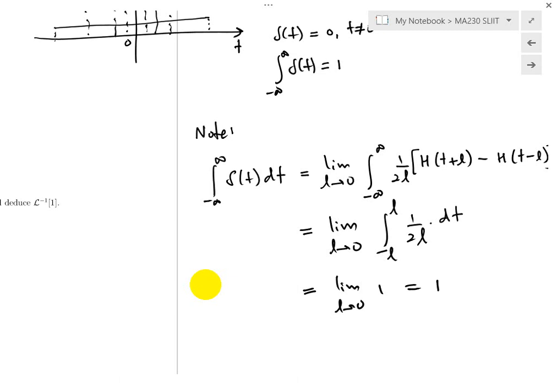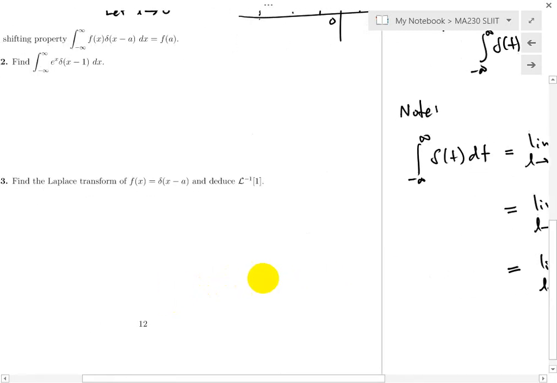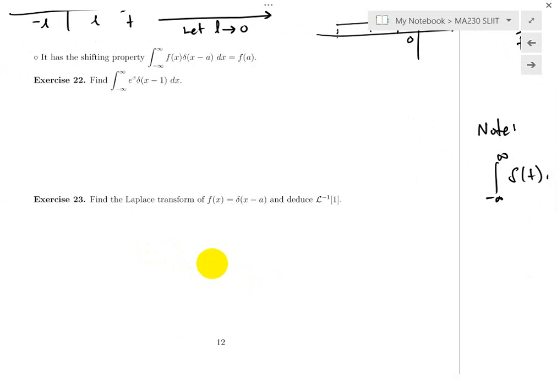Don't get upset. So that's the delta function I showed you a few minutes ago.